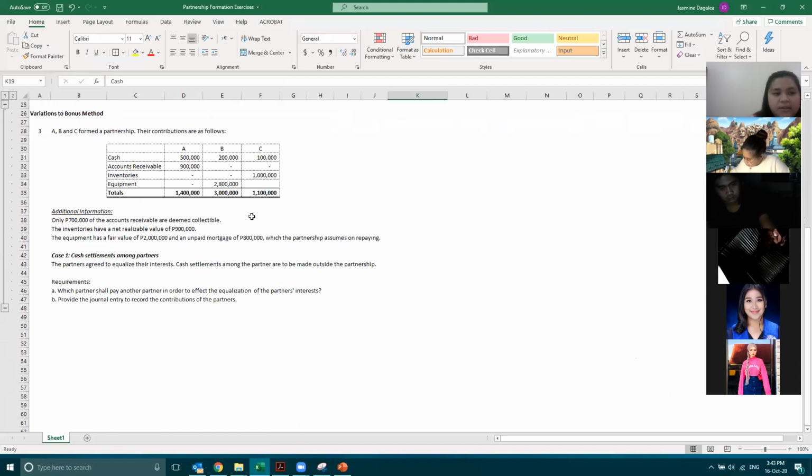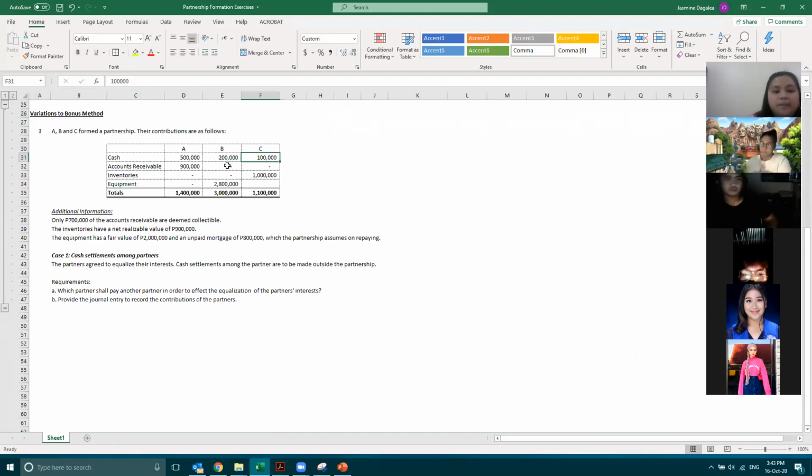Ito naman tayo sa variations to bonus method. So A, B, and C formed a partnership. Their contributions are as follows. A: cash 500,000, AR 900,000. Kay B naman, cash 200,000 and equipment 2.8 million. Kay C naman, cash 100,000, inventories 1 million.